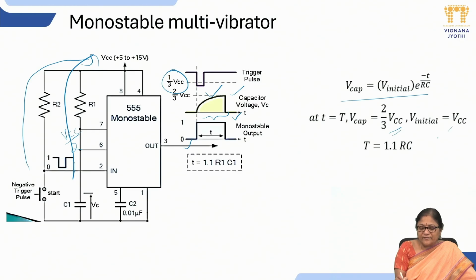We started with initially VCC. Then if you apply this, we get the pulse width, the amount of time it is retained at that pulse. It is decided by the components R and C. It is 1.1 times RC.